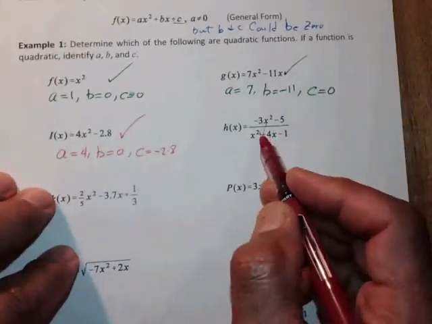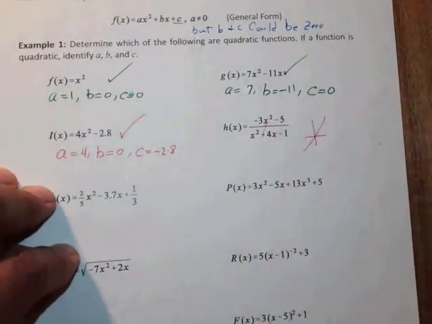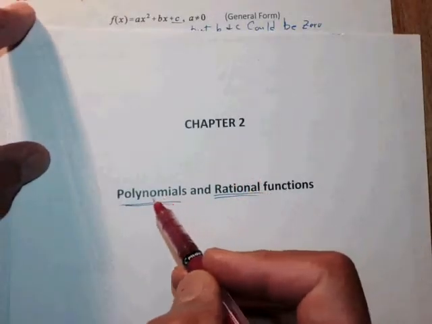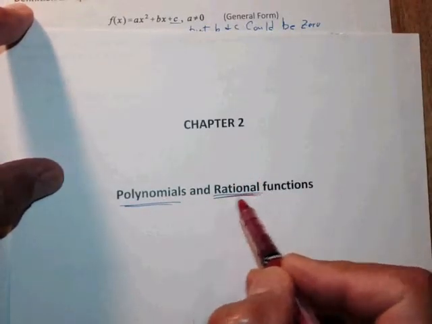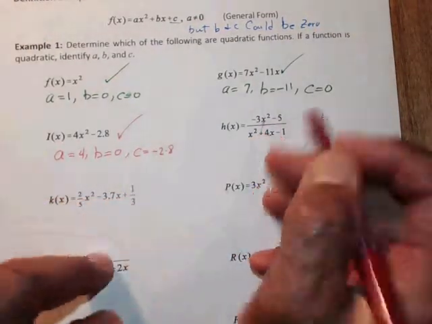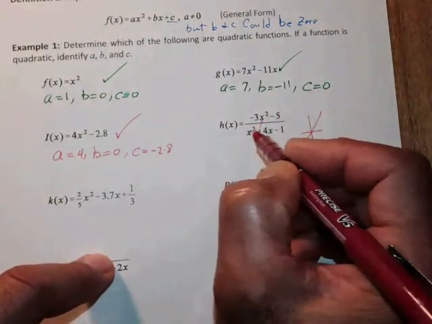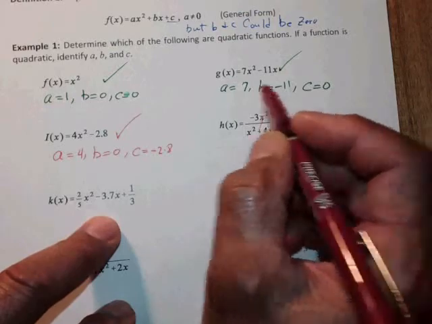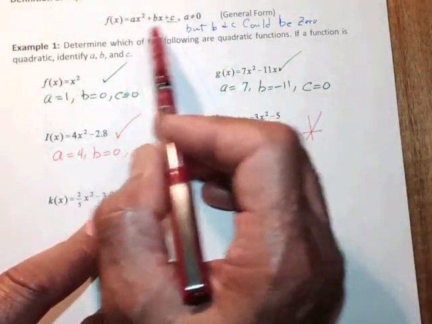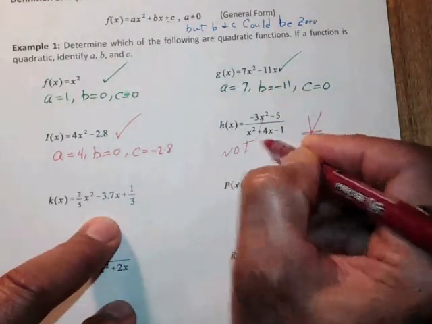But this is not quadratic, see? Because this is an example of what we're going to discuss later on. Remember, I said chapter 2 talks about polynomials and rational functions. This is actually an example of a rational function. So this is not a quadratic function because you have some x in the denominator. In a quadratic function, if there is a denominator, there wouldn't be any x in it. So this is not quadratic.